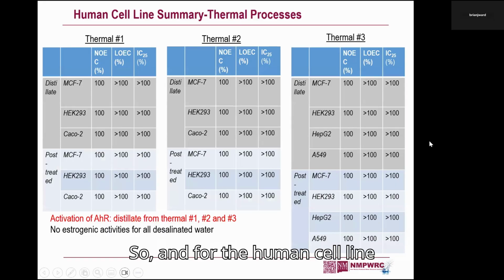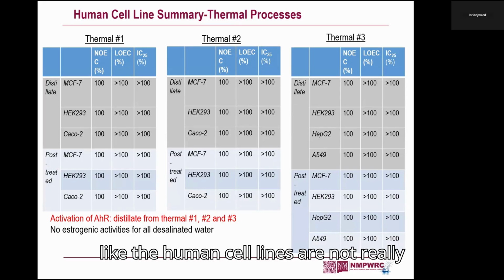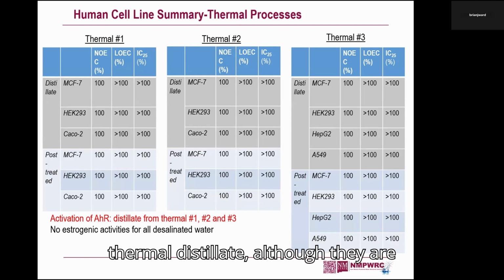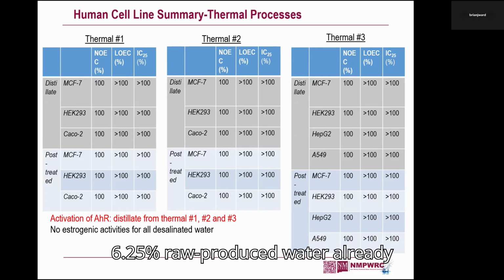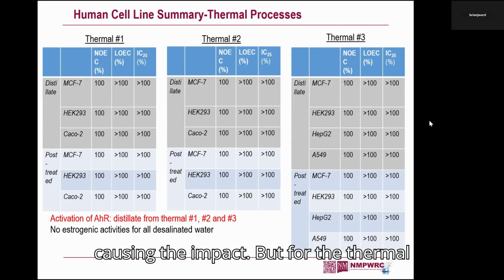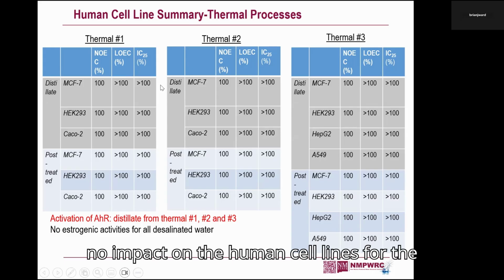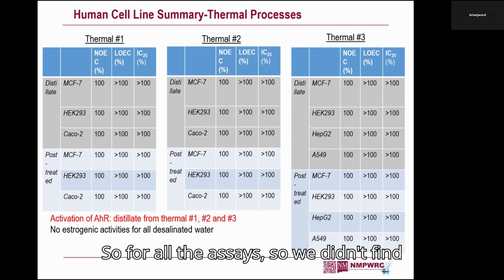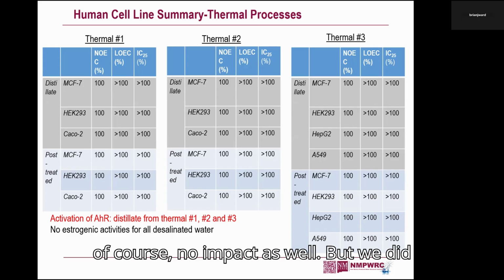For the human cell line analysis, we found that the human cell lines are not really sensitive to the residual organics and ammonia in the thermal distillate. Although they are sensitive to the raw produced water, with about 6.25% raw produced water already causing an impact, for the thermal distillate there is no impact on the human cell lines for cell viability. For all the assays, we didn't find any impact. For the post-treated water, of course, no impact as well.